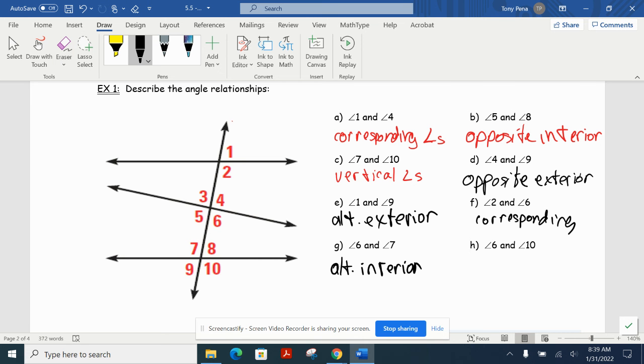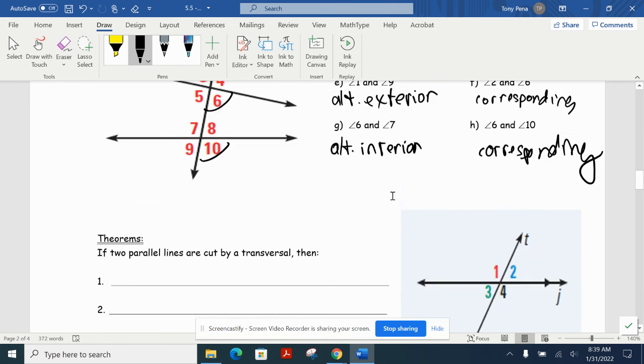And then the last one is 6 and 10, Jada. What did you get, Jada? Good. Those are also what we would call corresponding angles. Both are bottom right-hand corners of these sets of 4 angles that are created with that transversal. All right.